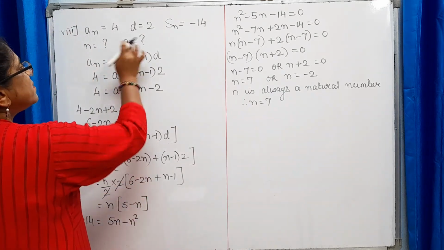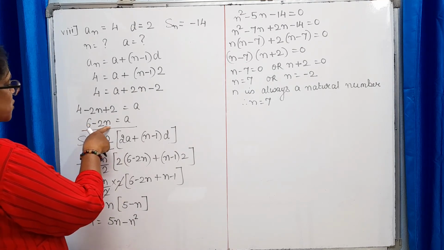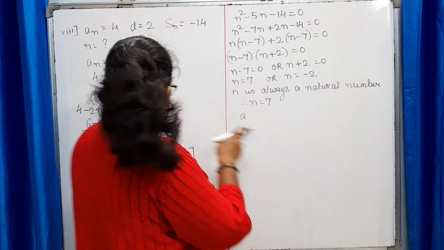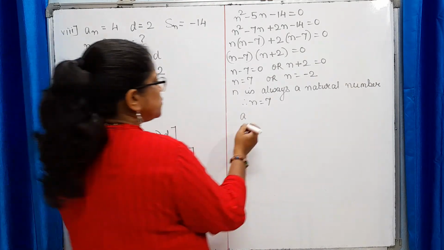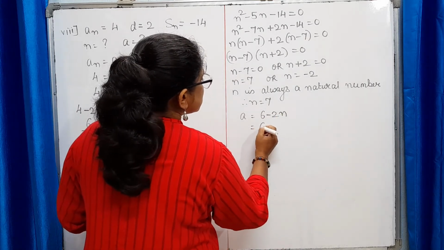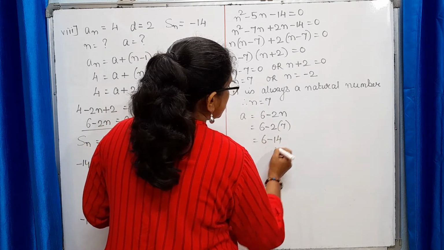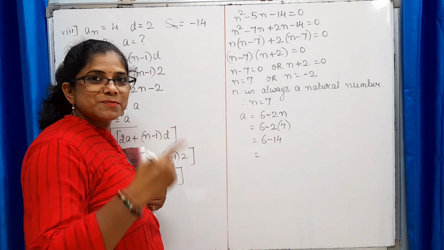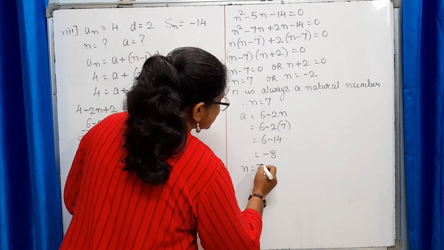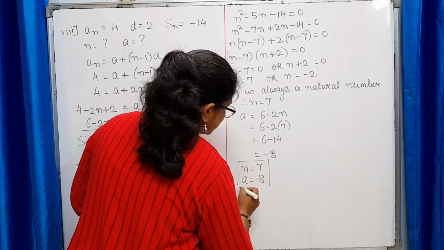Now what we have to find? A. What is our A? 6 minus 2n. Instead of using that lengthy formula of an, we have here A is equal to 6 minus 2n. 6 minus 2 into 7. 6 minus 14, minus 8. Finished. n is equal to 7. A is equal to minus 8. Sum is done.